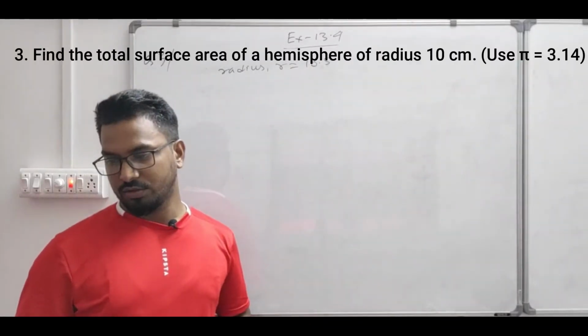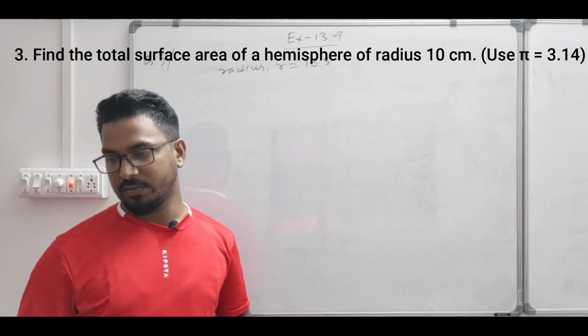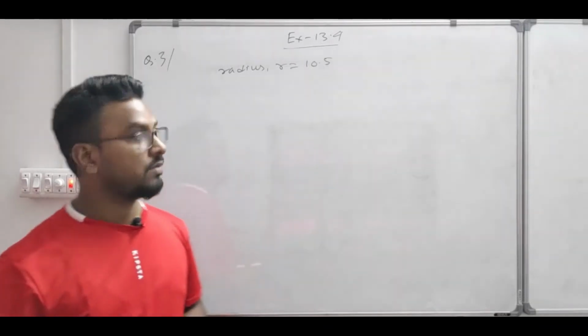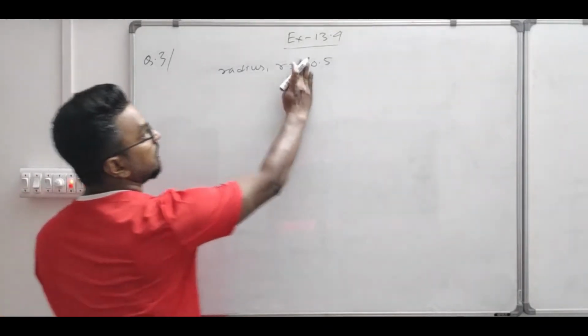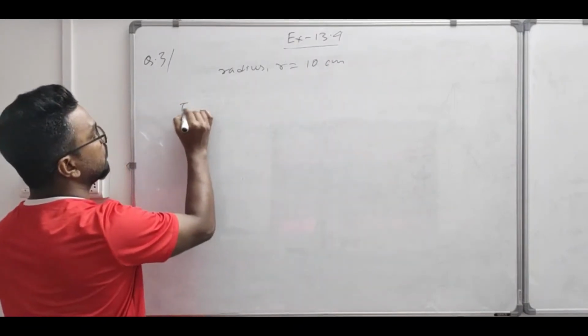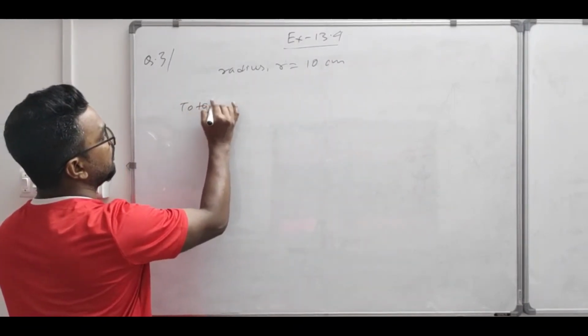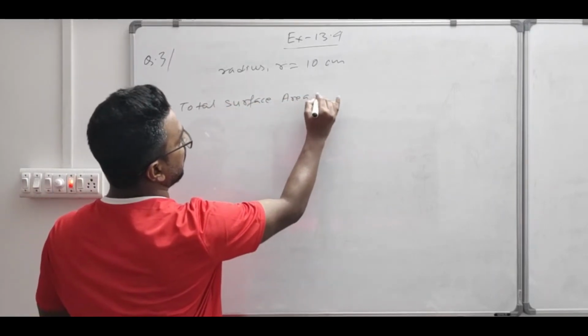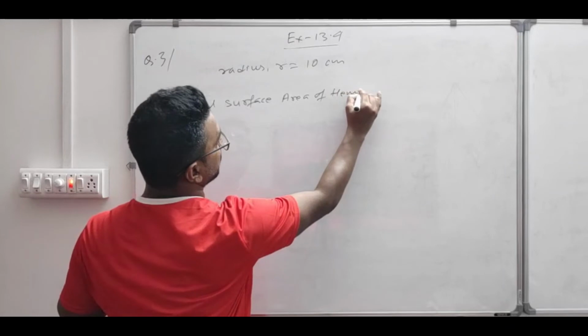Next question, question number 3. Find the total surface area of hemisphere of radius 10 centimeter. And here you have to use pi value 3.14. So radius is given, 10 centimeter. Okay. So total surface area of hemisphere. What was the formula?